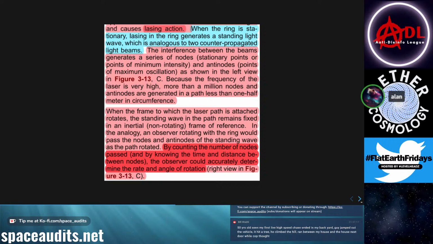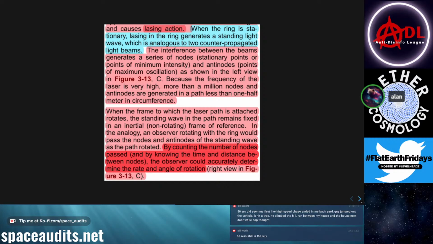Okay, when the ring is stationary, the lasing in the ring generates a standing wave, which is analogous to two counter-propagating beams.